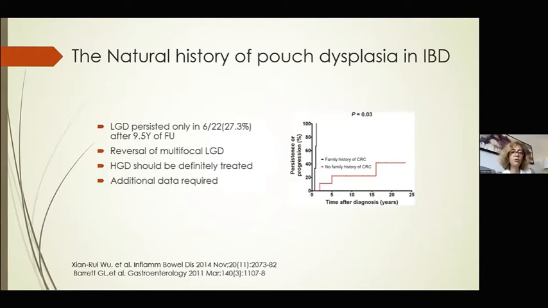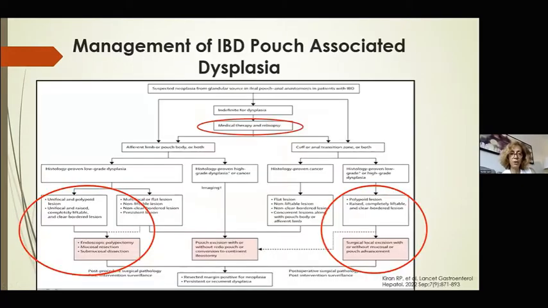What is the natural history of IBD pouch dysplasia? This study from the Cleveland Clinic in 2014 describes that low-grade dysplasia actually persisted in only about 30% after about a decade of follow-up. This is also supported by other data that has shown reversal of multifocal low-grade dysplasia. On the other hand, high-grade dysplasia is not reversible and should promptly and definitively be treated. We need additional data to become better familiar with the natural history of pouch dysplasia.